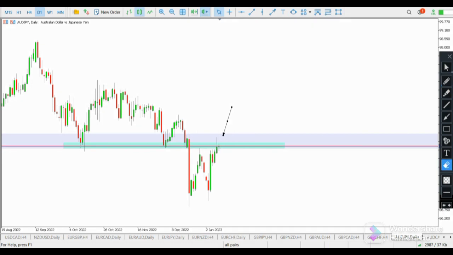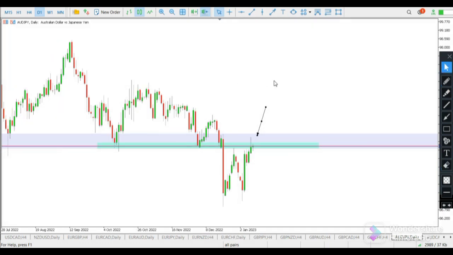That's all there is, guys. For me right now on this pair, I'm looking for selling opportunities, and I'm going to be paying more attention to it. If that becomes a fail, I'm going to be looking for buying opportunities.